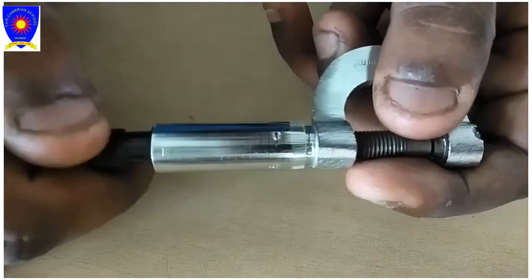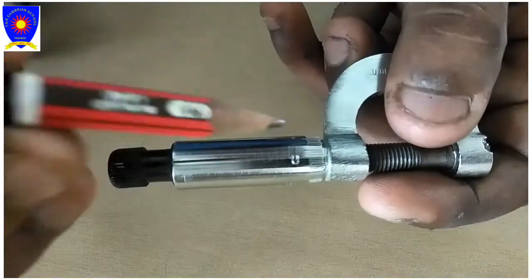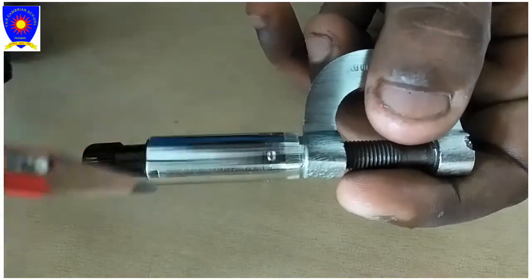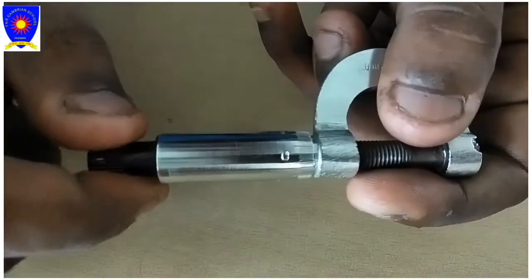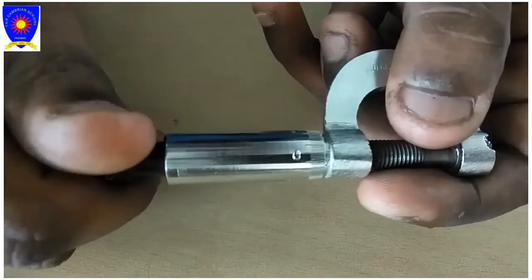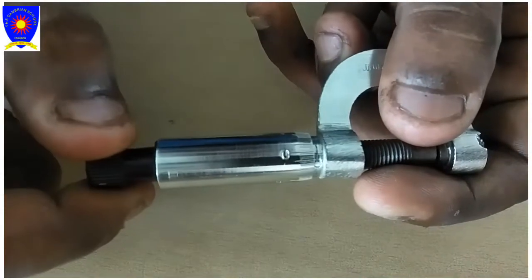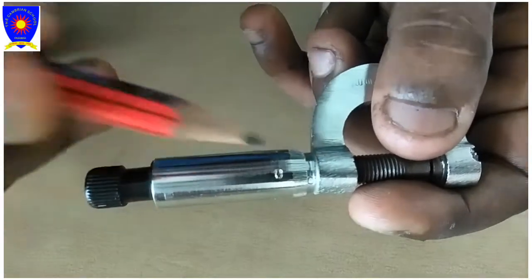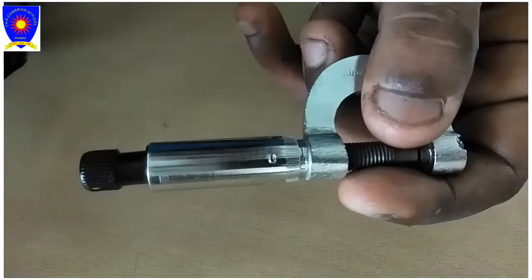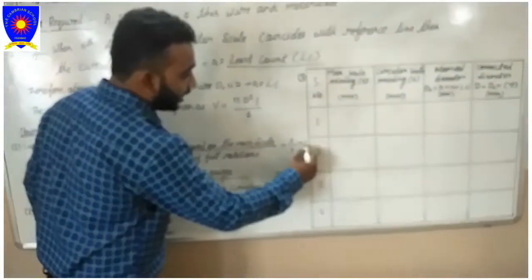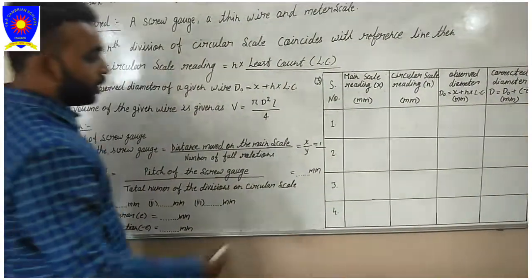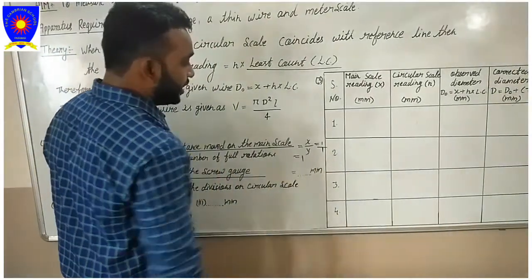So now once again, this is the circular scale reading, which is 0, and this is the main scale reading. So the main scale reading and circular scale reading are at the initial position. Now rotate it. We are looking that it is completing one rotation like this. So it has moved a one unit distance on the main scale when the circular scale completed one rotation. So we can say that the pitch of the screw gauge is 1 upon the number of full rotations. The number of rotations is also 1, so we can say that the pitch is 1.